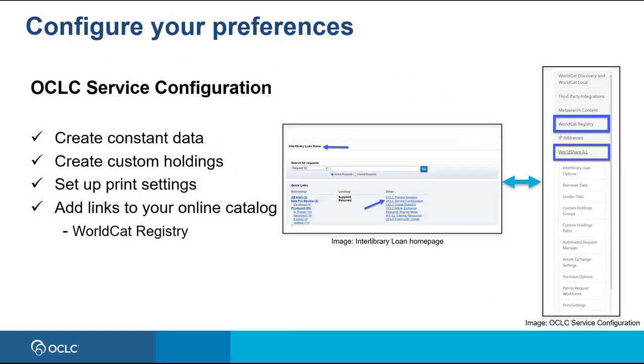It's important to configure your preference to save time with your ILL requests and for a better experience with the service. You can configure your preference in OCLC Service configuration, such as create constant data, select your preferred libraries to request from using customer holdings, set up your print settings for your labels and book straps, and add links to your online catalog in the service for easy access. You can find more documentation and short videos on these topics at help.oclc.org.